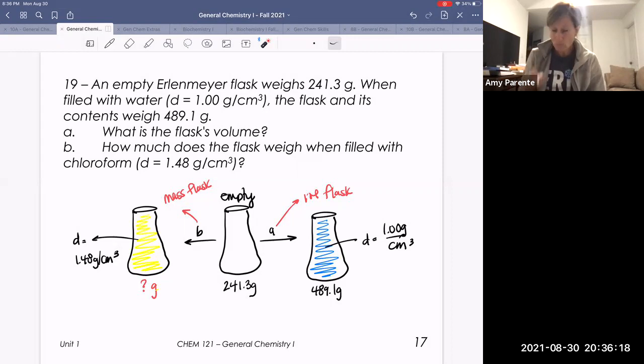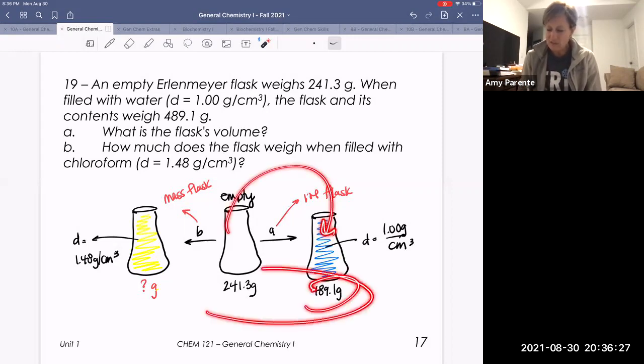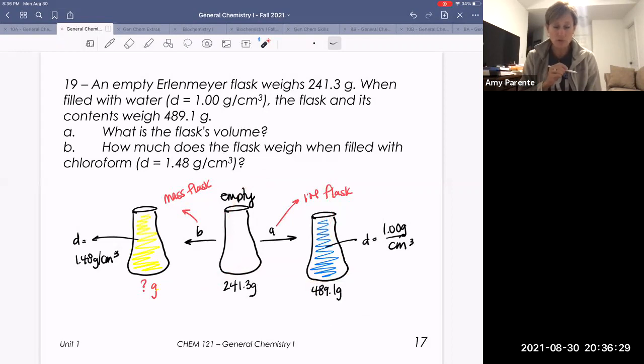Walking through the thought process for the math, I fill this with water and I weigh it. If I take the difference between these two numbers, that tells me the mass of water. Now that I know the mass of water, I can use the density of water to get to volume. Okay, so let's go through those calculations.